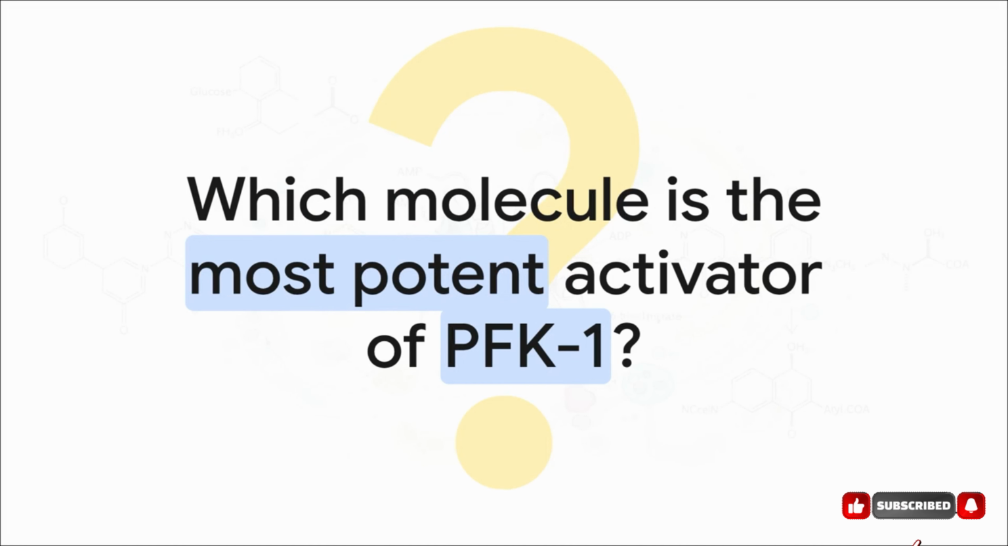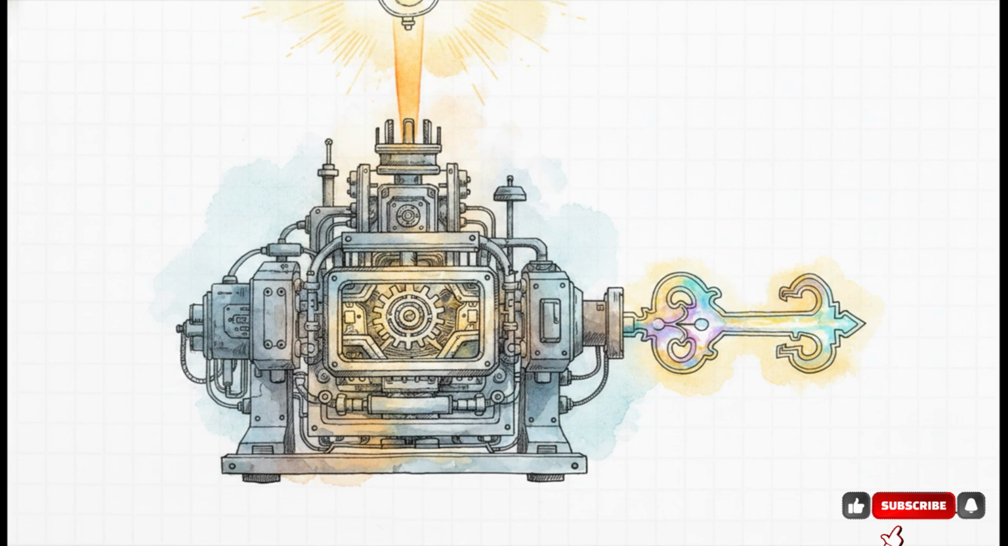Next question. Pure recall, but absolutely vital. Which molecule is the single most potent activator of PFK-1? It is fructose 2,6-bisphosphate. Do not forget that 2,6. And remember, it's created by PFK-2.